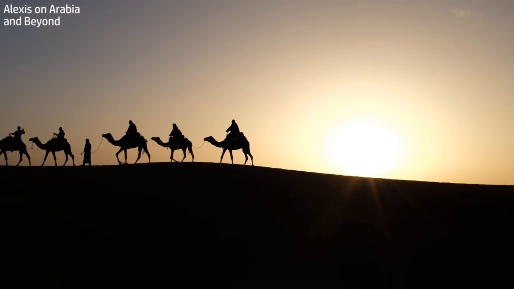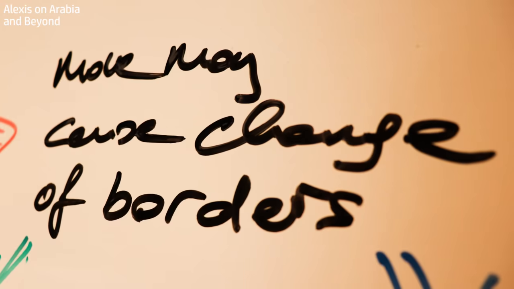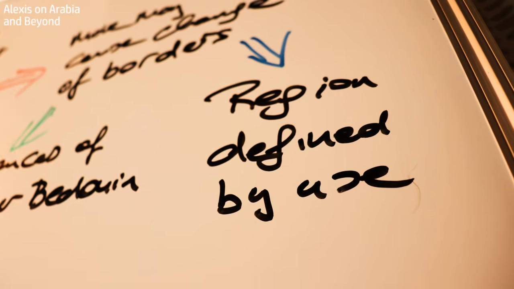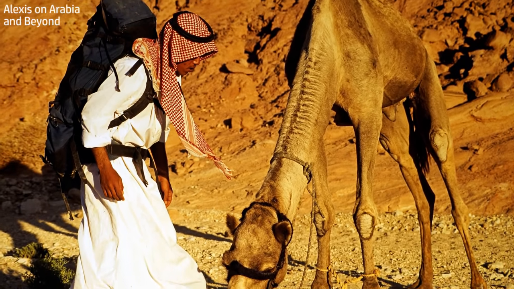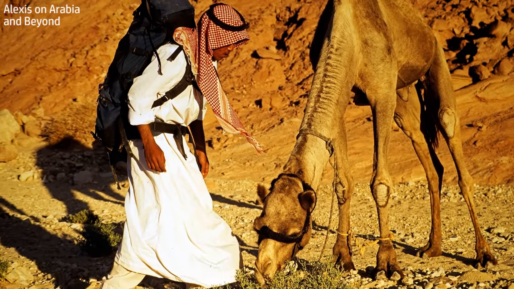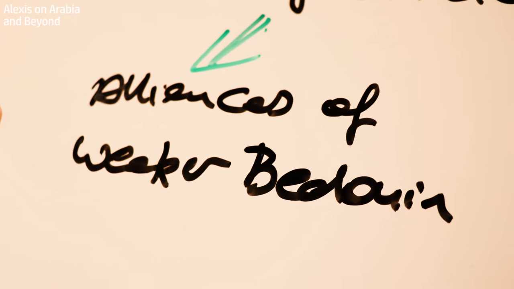As tribes moved to another area because it proved more suitable to their livestock, this may cause the change of borders. Regions also became defined by their use, whether they were used by the shepherds or by Bedouin. This would in turn also create an alliance between weaker Bedouin tribes to protect their interests against stronger tribes.